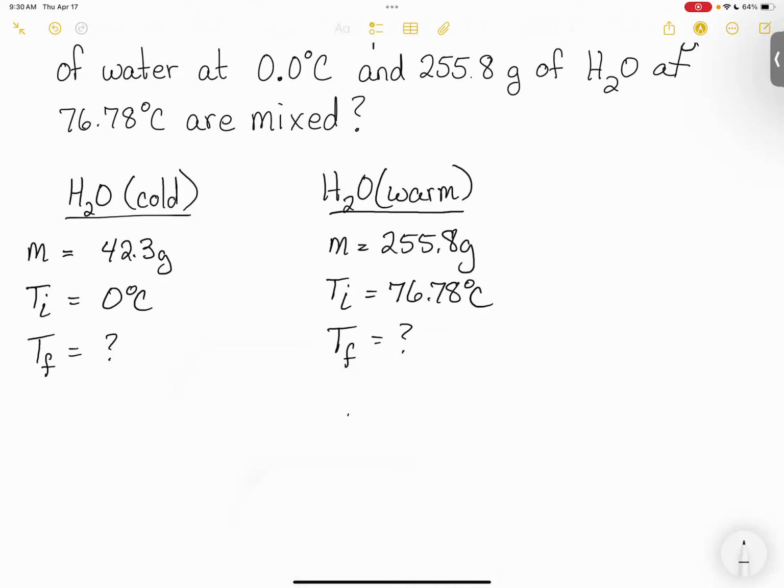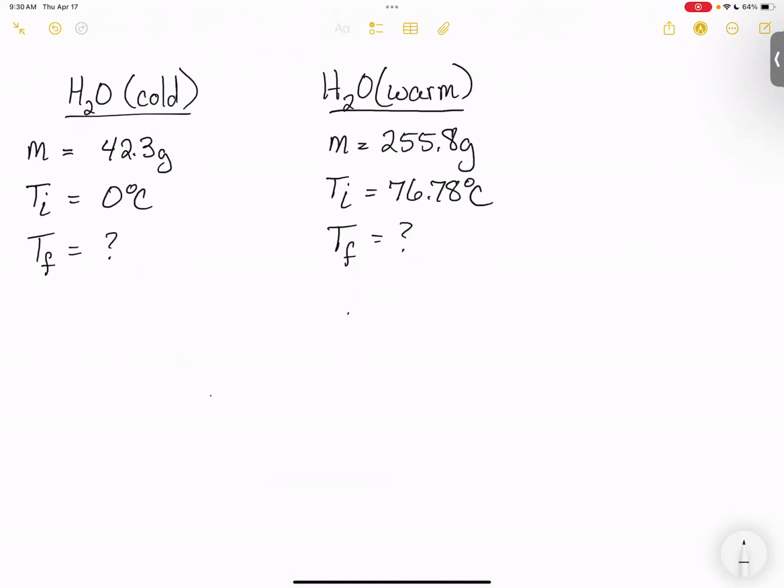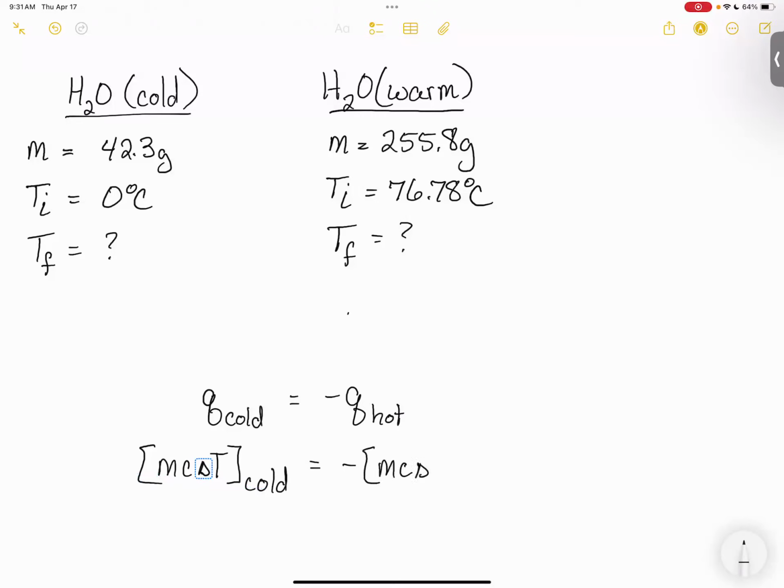Now, when I look at this, I see mass, I see an initial temperature, I see a final temperature. Seeing those pieces of information gives me an idea of what I need to use. I'm going to use Q of the, in this case, cold water is equal to negative Q of the hot water. Now, Q, we know, is equal to MCΔT. So MCΔT of the cold water is going to equal negative MCΔT of the hot water.